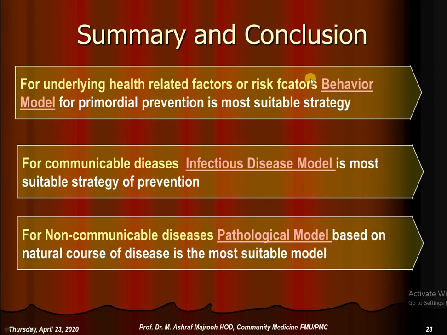Then summary and conclusion. For underlying health-related factors or risk factors, the behavioral model for primordial prevention is the most suitable strategy. For communicable diseases, the infectious disease model is the most suitable strategy for prevention. And for non-communicable diseases, the pathological model based on the natural course of disease is the most suitable strategy.